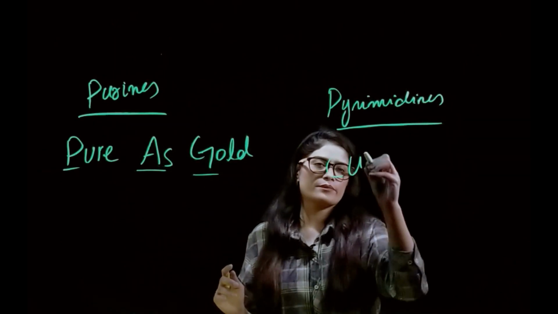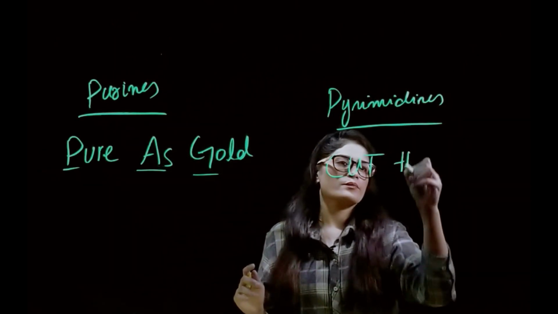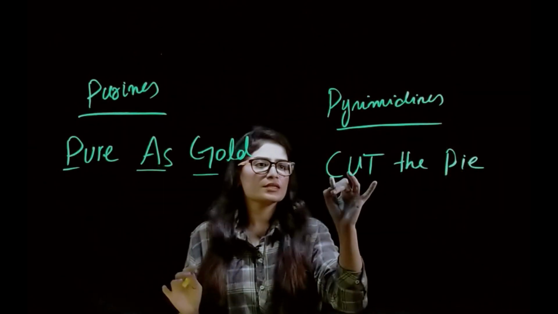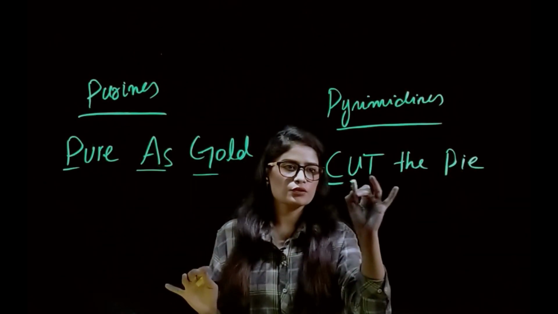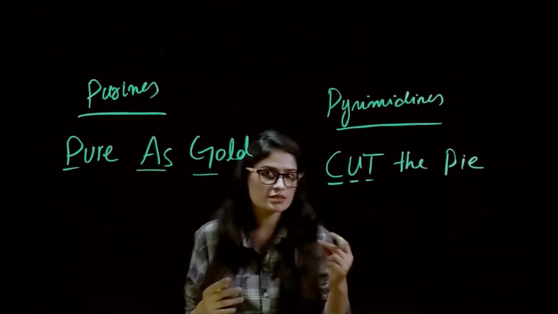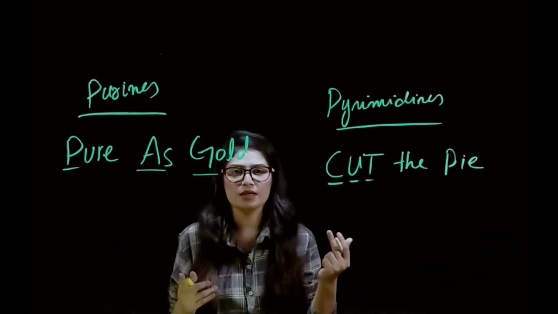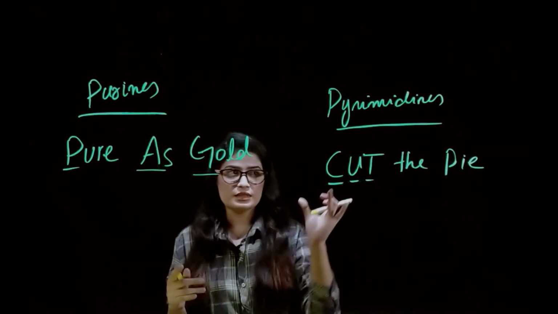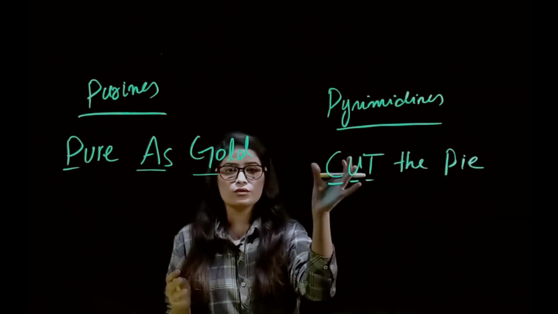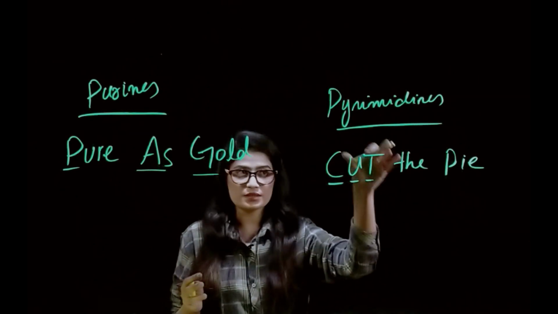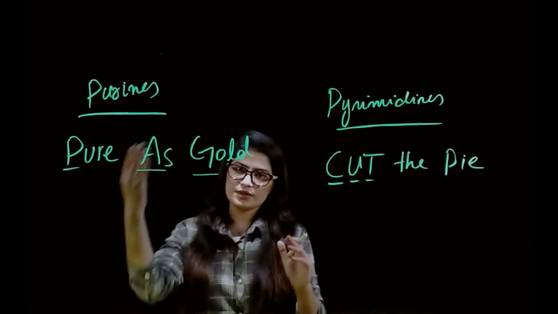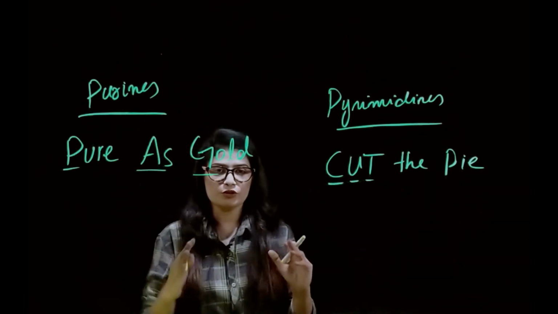the mnemonic is "cut the pie." P for pyrimidine, C for cytosine, U for uracil, and T for thymine. So this is the easiest and trickiest way, this mnemonic will help you remember what kind of nitrogen bases are included in pyrimidines, and in case of purines, what nitrogen bases are included.